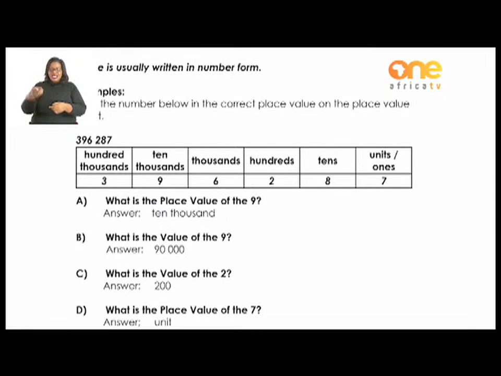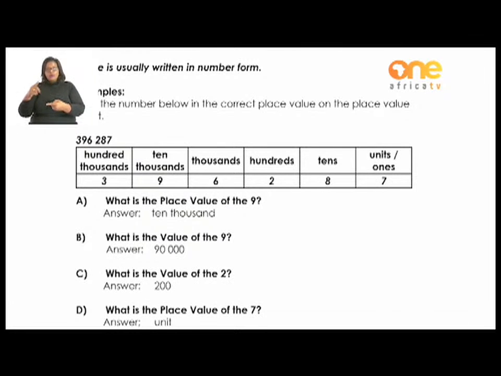Let's try one more example. What is the value of the 2? Here they only want to know what the value is. There's no place, so let's quickly try it. What do you think, what is the value? If you said the value is 200, that is 100% correct. How did we get it? We know the place is 100, and we said 2 times 100, and that is equal to 200.